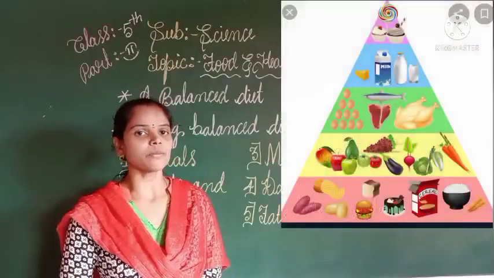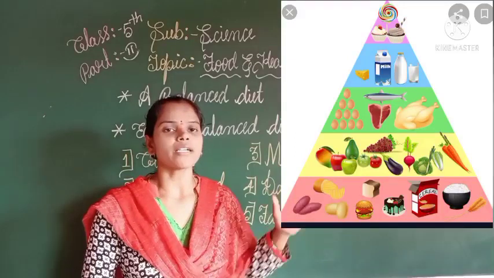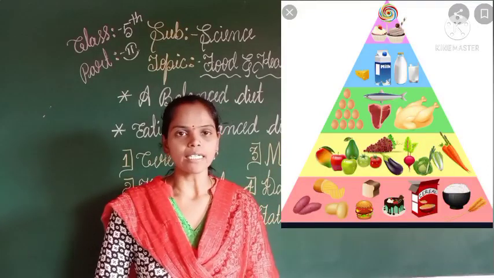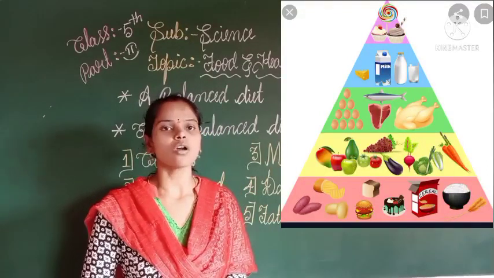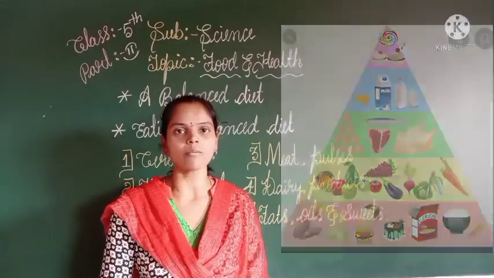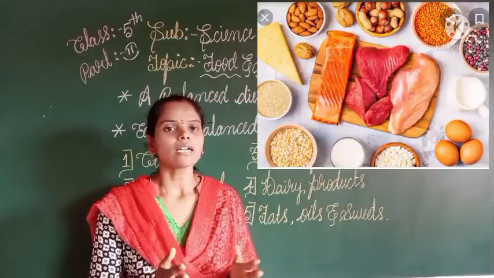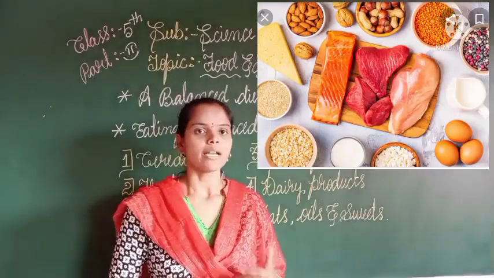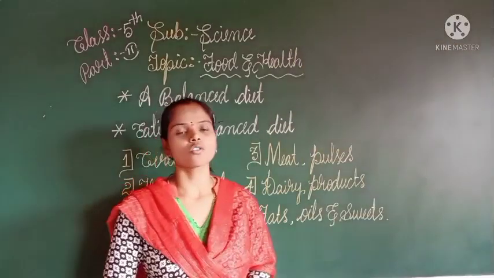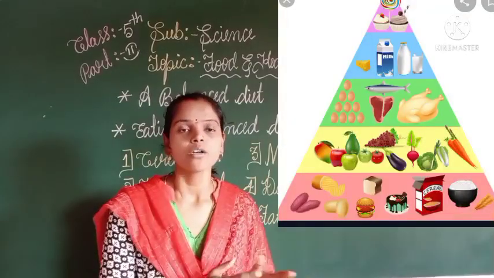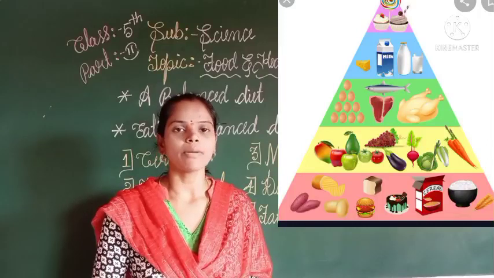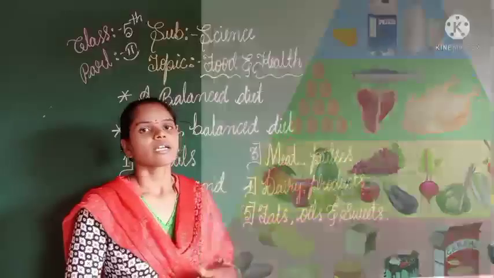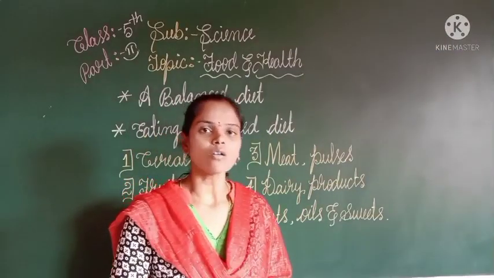So dear students, meat and pulses are the third part of the pyramid. Here we have to take a lesser quantity. It contains protein, right? Protein-content foods are nothing but meat, fish, egg and other pulses. Next are dairy products. Dear students, in dairy products we can see curd, milk, butter, ghee; such kinds of food items are known as dairy products. We also have to take a lesser quantity of these.